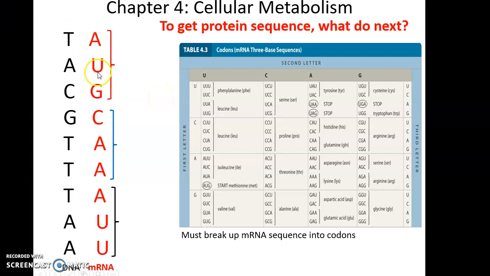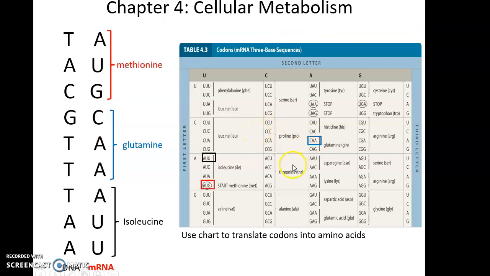I hope you said break it up into the codons. That is correct. And then you take the sequences and you use this chart to give you the proper amino acids. I recommend you pause the video and do that. All right, I hope you got these amino acids. Methionine, again, AUG. Glutamine, so first letter C, here's C, second letter A, here's A, third letter A, here's A, CAA gives you glutamine.